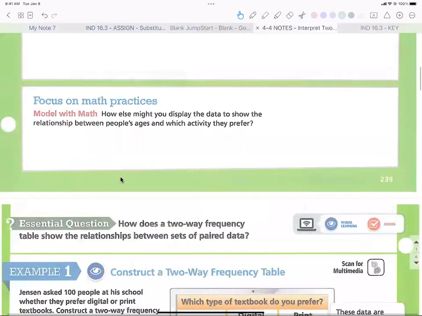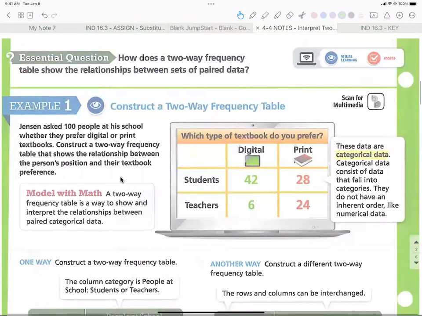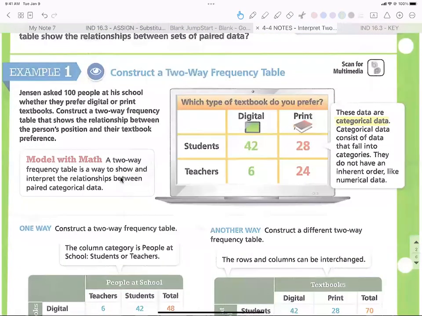All right, so the first thing there on the next page, it says construct a two-way frequency table. So in this example, it says Jensen asked 100 people at his school whether they prefer digital or print textbooks. Construct a two-way frequency table that shows the relationship between the person's position and their textbook preference. So the two sets of data here are their position, meaning are they a student or a teacher? Okay, so their position and whether or not they prefer digital or print.